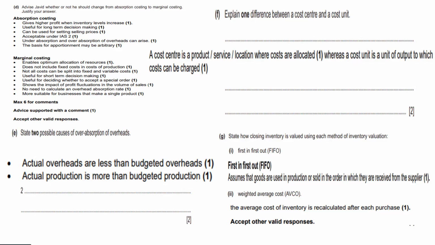What is the weighted average or AVCO method? The average cost of inventory is recalculated after each purchase. Every time you purchase, you add the cost to the original cost, you add the units to the original units, and you find the average. So closing inventory under FIFO is valued at the most recent price. Under AVCO, it's recalculated after each purchase. And under LIFO, which is last in, first out, it is valued at the first, old price. Okay, fine.